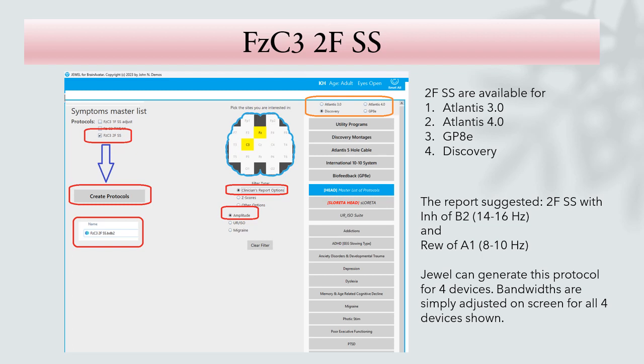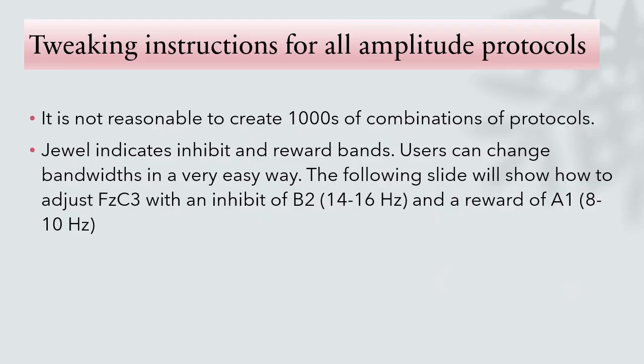You click on that, and it automatically opens up Brain Avatar. Because remember, we closed it before. This opens it right up. And now we are ready to tweak the reward and inhibit bands very easily in Brain Avatar. You might say, why doesn't Joule create a protocol with the exact bandwidths already on it? Because that would require creating thousands and thousands of combinations of protocols. Instead, what Joule allows you to do is to simply tweak the inhibit or the reward bands as you desire. So let's see how we can do this for FZC3.